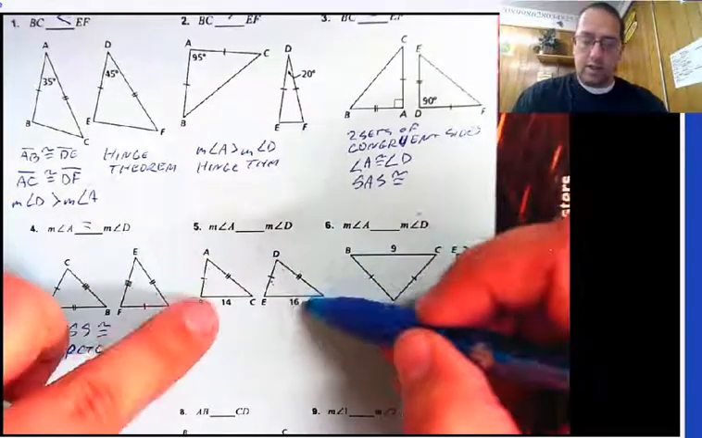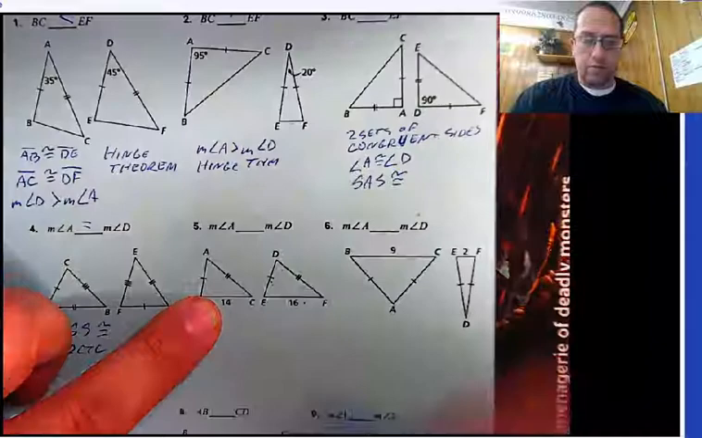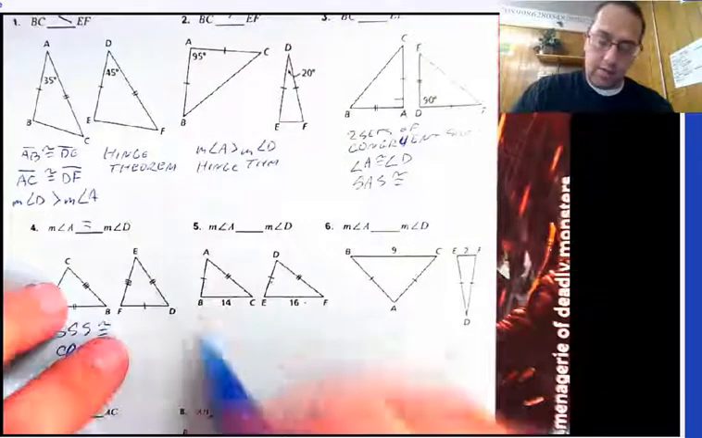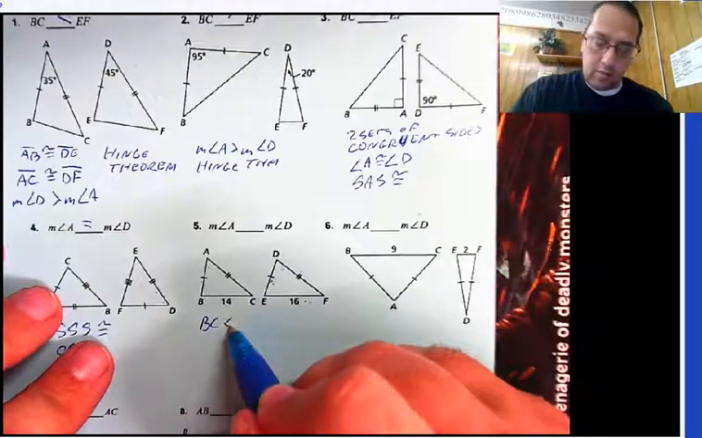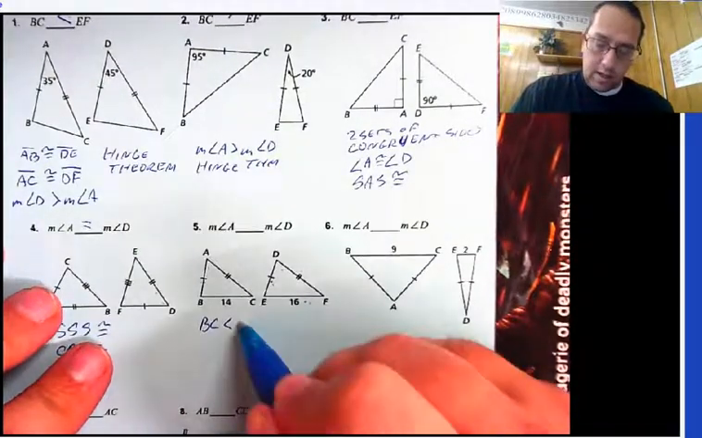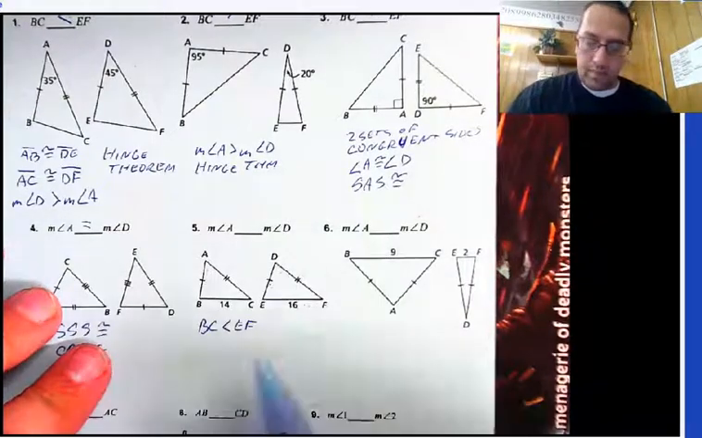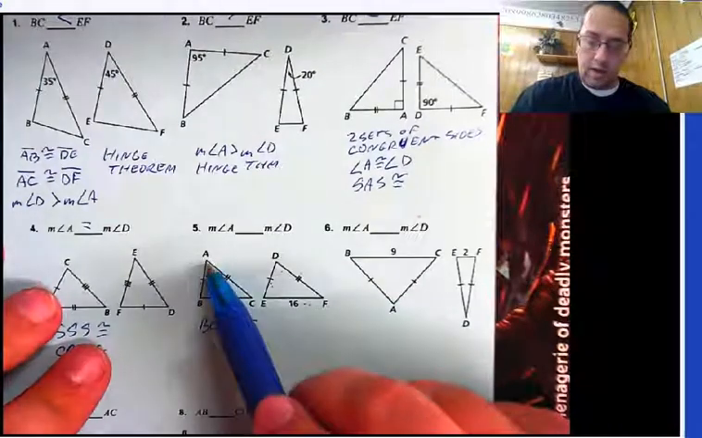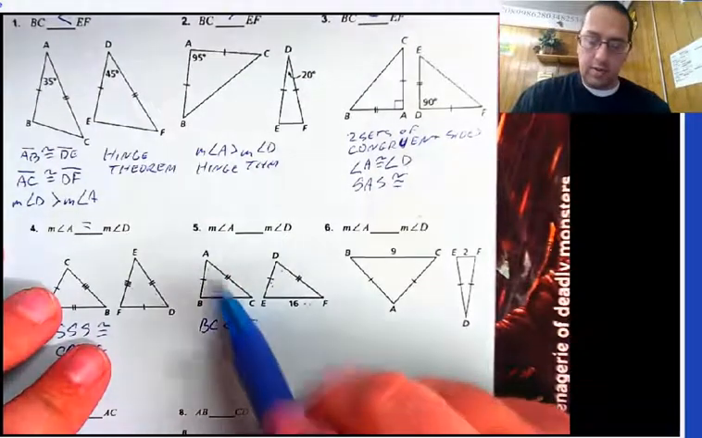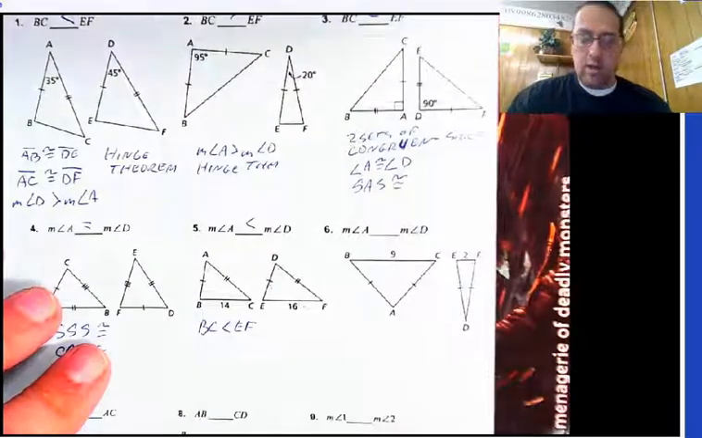Let's look at the sides opposite those angles. 14 is bigger than 16? Nope, 14 is smaller than 16. Said it backwards. So BC is smaller than EF. The length is shorter, right? And so since BC is shorter than EF, angle A, which is opposite BC, is going to be smaller than angle D.